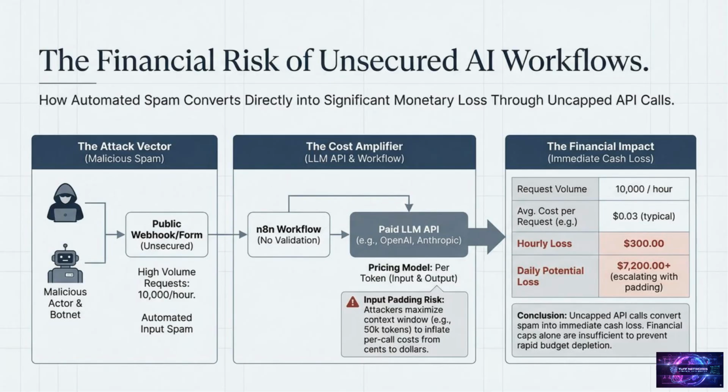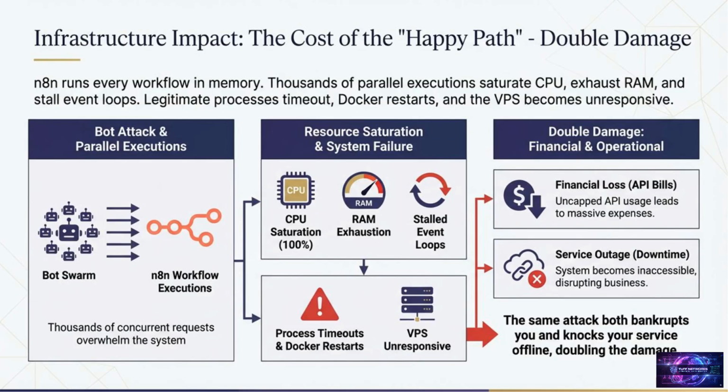This is the difference between a hobbyist script and a production-grade engineering solution. Let's get into it. Part 1. The architecture of vulnerability. To understand the solution, we first have to respect the problem. Let's look at the technical architecture of what I call the YouTube happy path. In N8N, the primary way to trigger a workflow from the outside world is the webhook node. When you set this up, N8N generates a URL.